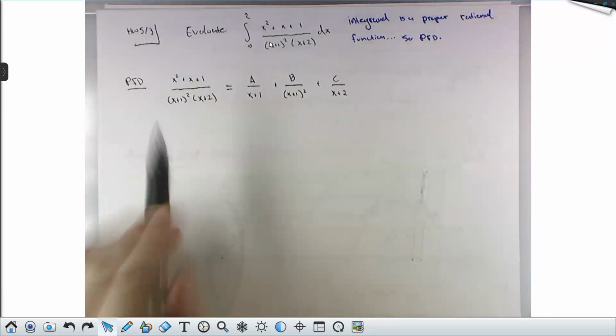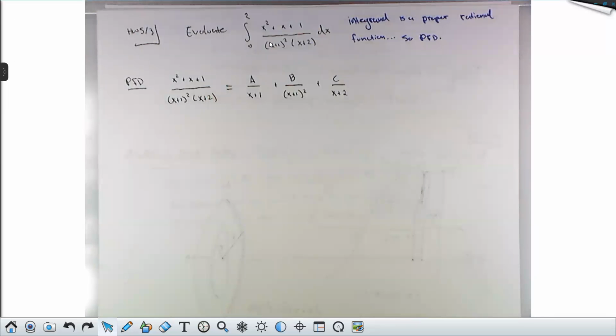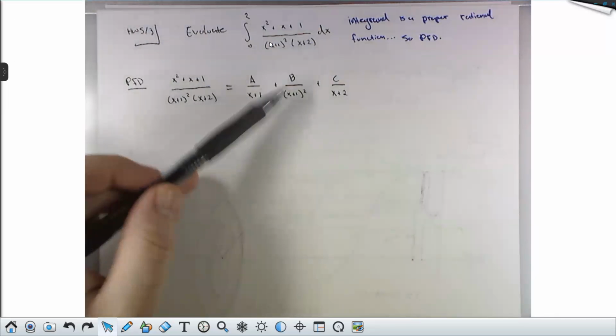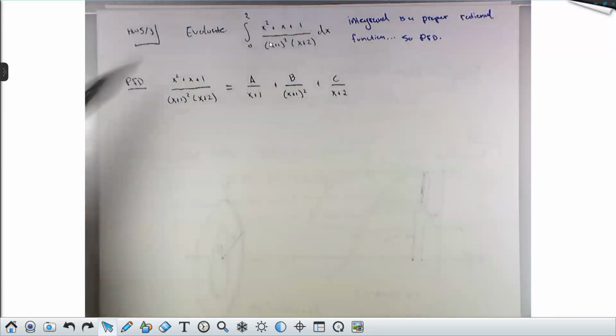So remember, if you have a repeated linear factor, you've got to build up to that multiplicity. If this was x plus 1 cubed, I would do A over x plus 1 plus B over x plus 1 squared plus C over x plus 1 cubed, and then plus D over x plus 2.